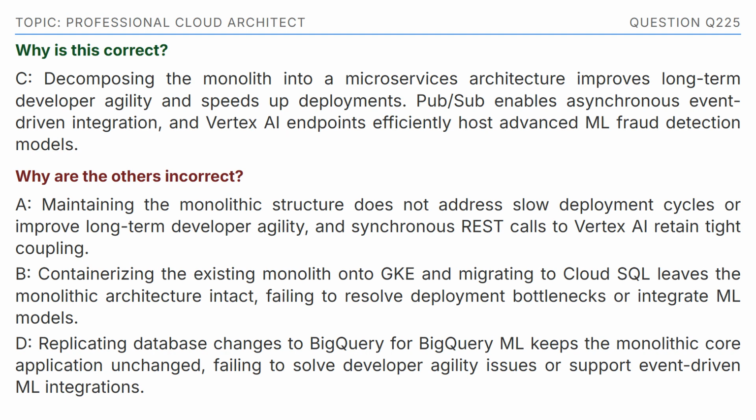A. Maintaining the monolithic structure does not address slow deployment cycles or improve long-term developer agility, and synchronous REST calls to Vertex AI retain tight coupling. B. Containerizing the existing monolith onto GKE and migrating to Cloud SQL leaves the monolithic architecture intact, failing to resolve deployment bottlenecks or integrate ML models. D. Replicating database changes to BigQuery for BigQuery ML keeps the monolithic core application unchanged, failing to solve developer agility issues or support event-driven ML integrations.